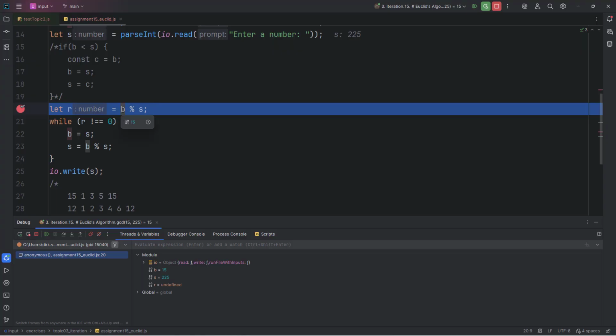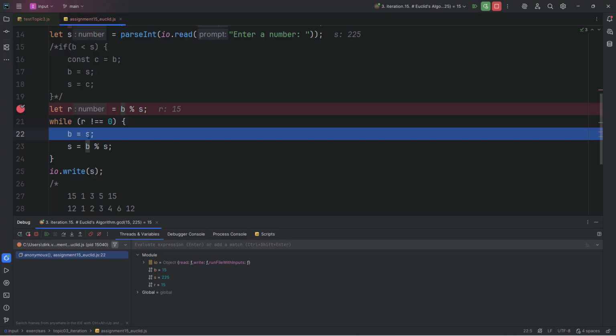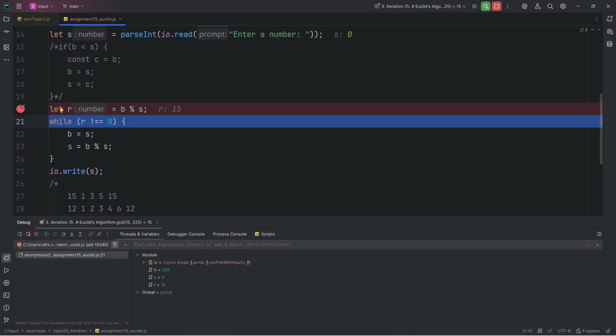So what's happening? B is 15, S is 225. I'm going to calculate the remainder. Okay, remainder is 15 indeed. So this is not 0. I'm going to shift S into biggest. Okay, and smallest now will be the remainder of biggest divided by smallest, and smallest will now be 0. And then I of course need to print the biggest in this case.